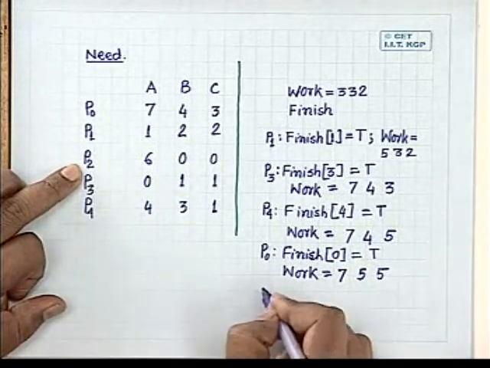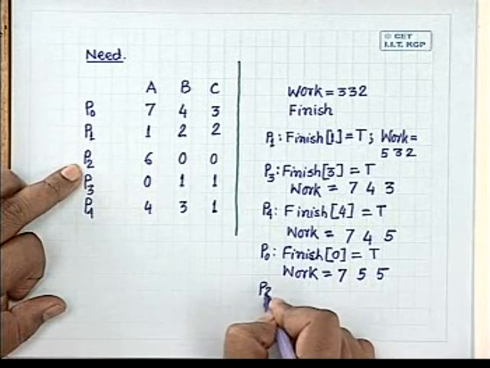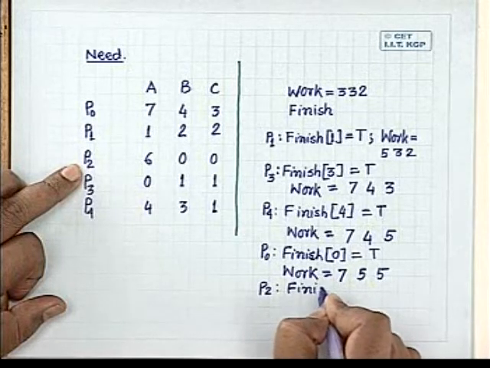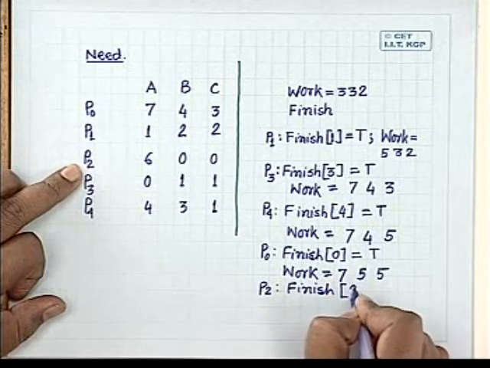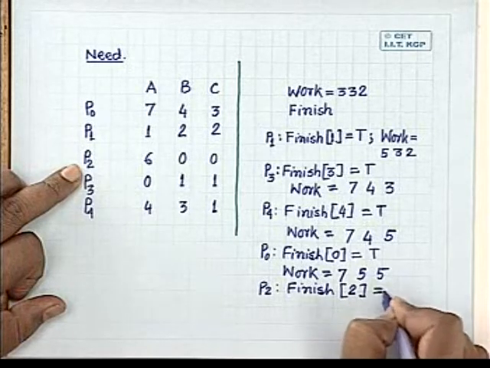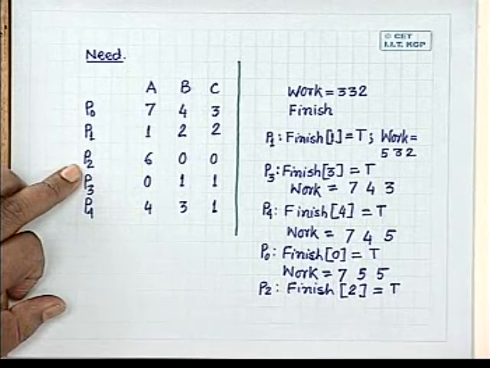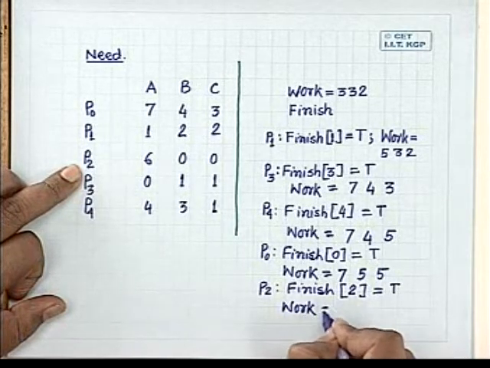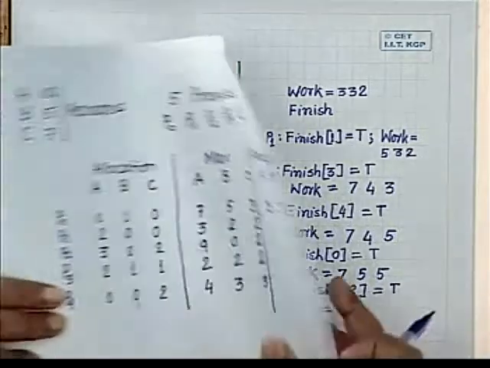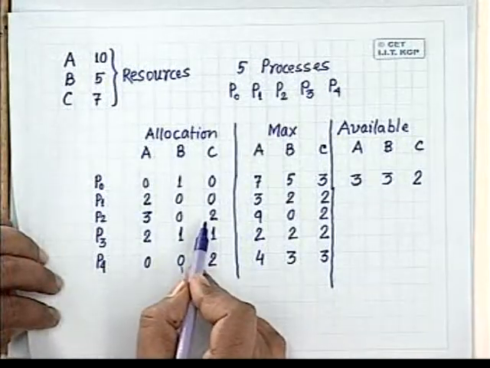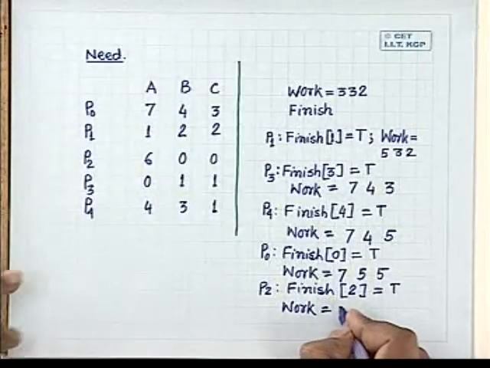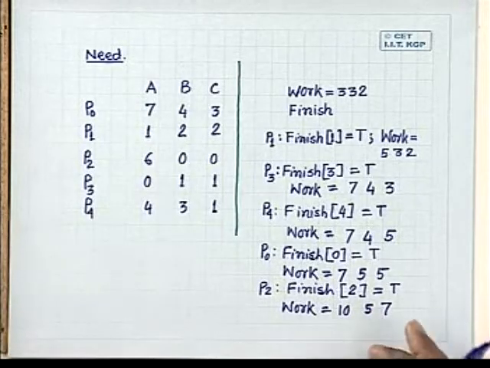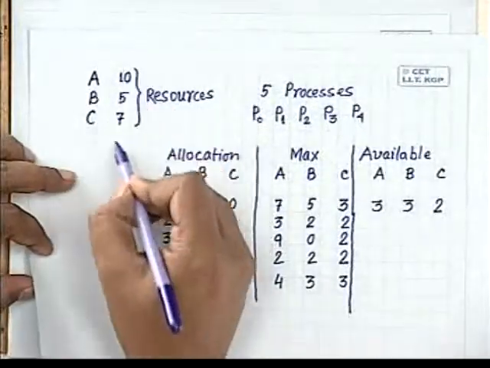So now P2 can also complete, making finish 2 equal to true, and work will be modified accordingly. Okay, and what will be work now? Work will be 755 plus allocated 2, that is 302. So it becomes 10, 5, 7, and it is quite natural that it will be same as the maximum number of resources that is available in the system.